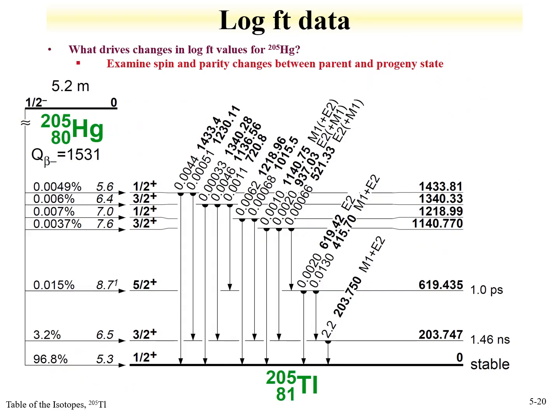So what drives these changes in these log ft values? Let's examine it for mercury-205. Here are these log ft values. What we see is that the beta decay is really driven by the change of the spin and parity from the parent state to the progeny state. The lowest log ft value is for a 1/2 minus to 1/2 plus state. If we were to try to go from a 1/2 minus to a 5/2 plus state, we have the highest log ft value, and that's driven by this overall change in spin.